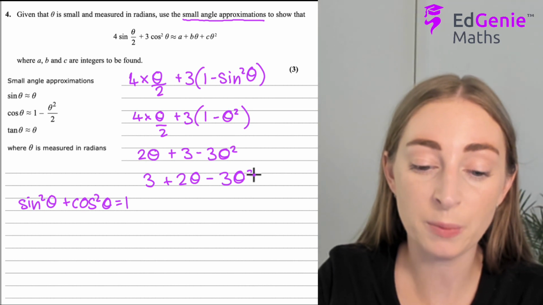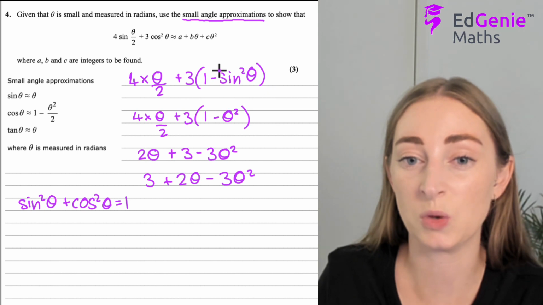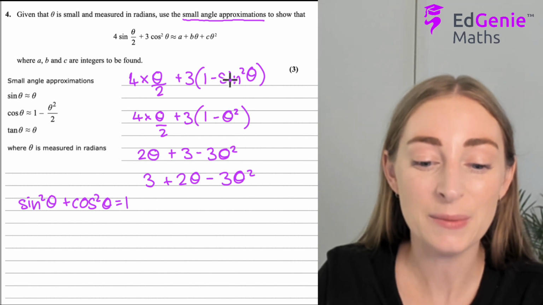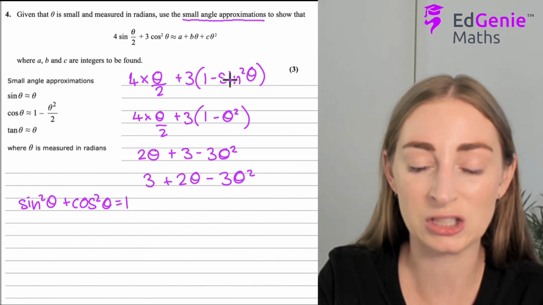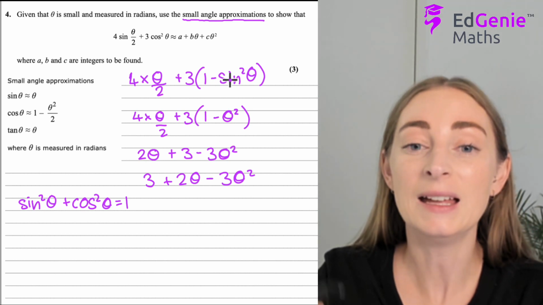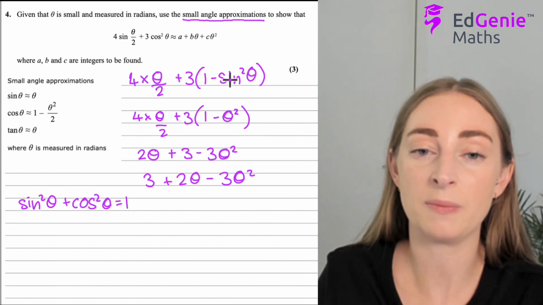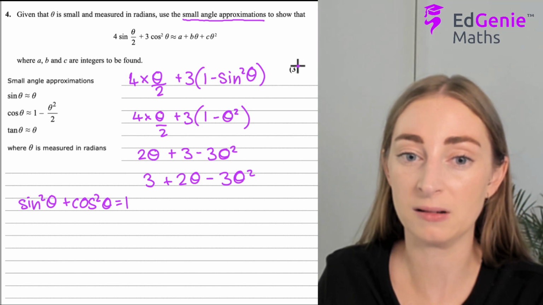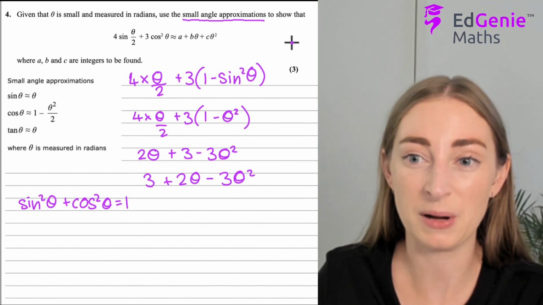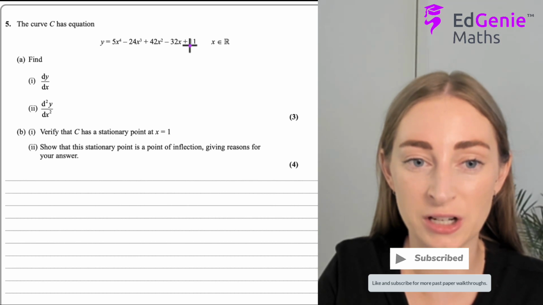So the examiner report said that students who realised that they could write cos squared as 1 minus sine squared did much better than the students who didn't, because then they had a lot of issues and they had to use the double angle formula. So always have a think, can I make my life easier instead of doing a really long method, especially when it's only 3 marks, because you don't want to be doing pages and pages of working for a 3-mark question. Question 5. The curve has this equation.